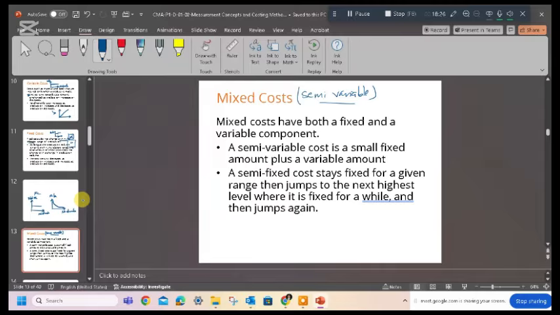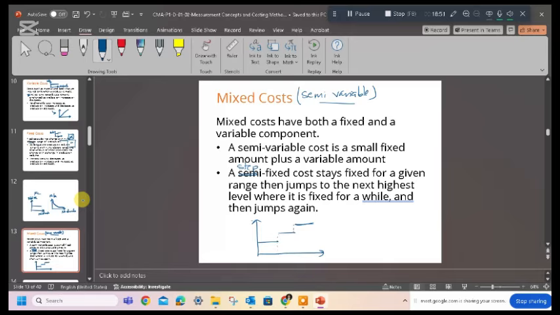Okay. Semi-fixed. What is semi-fixed? Actually, the correct name would have been step-fixed. Semi-fixed is not a common term that we use. Step-fixed. What is step-fixed? This kind of cost is known as step-fixed.